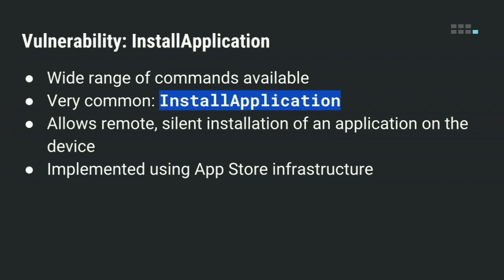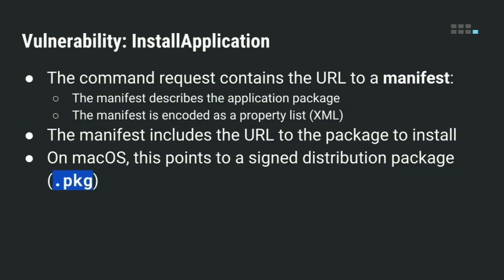And now we get to the fun part. MDM supports a very wide range of commands. And one of the most popular commands is install application. This is pretty self-explanatory. It allows remote silent installation of applications on the device. What's interesting here is that it's implemented not in the MDM infrastructure on the device, but using the App Store's APIs. So the command request contains the URL to a manifest.